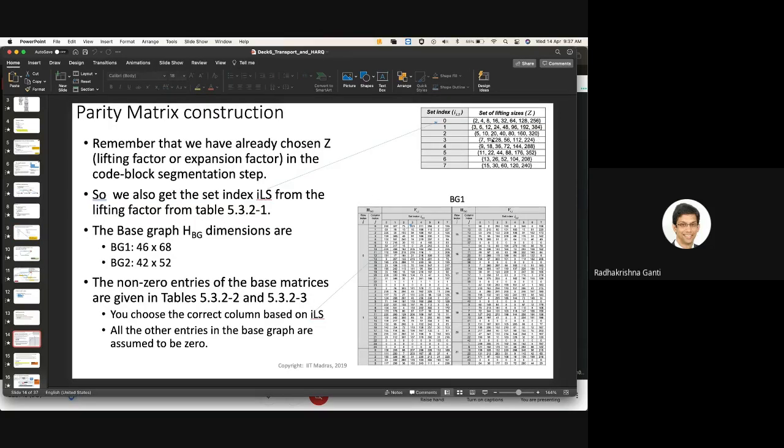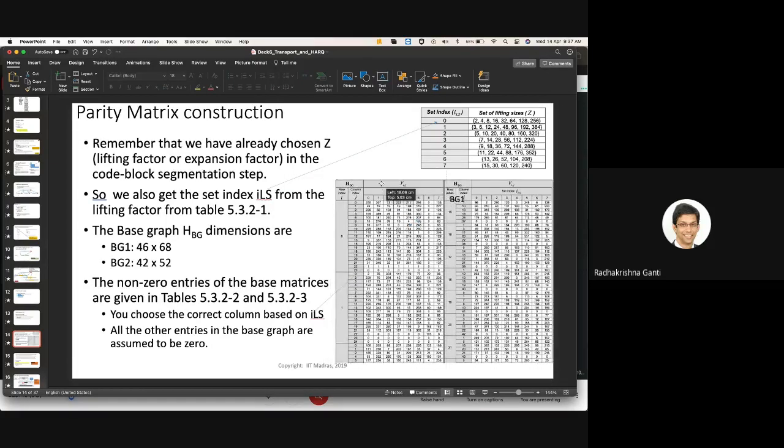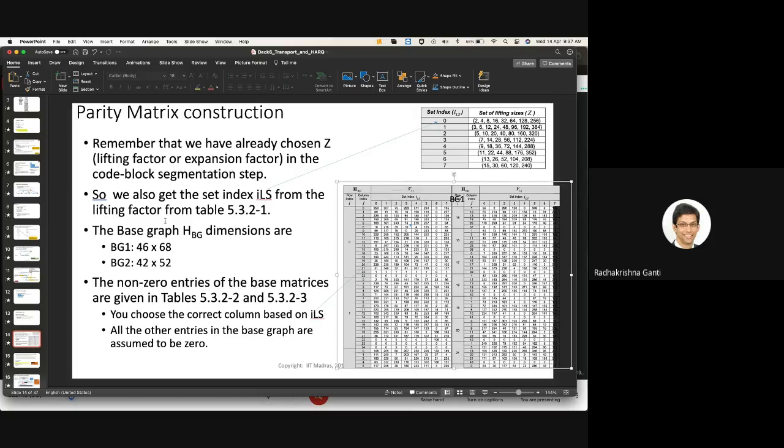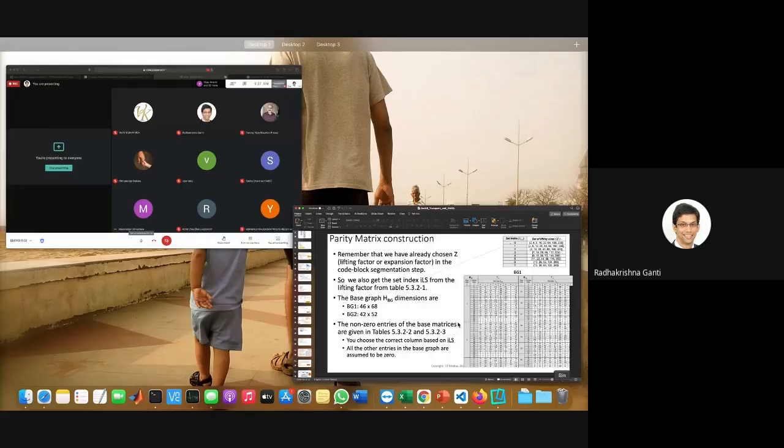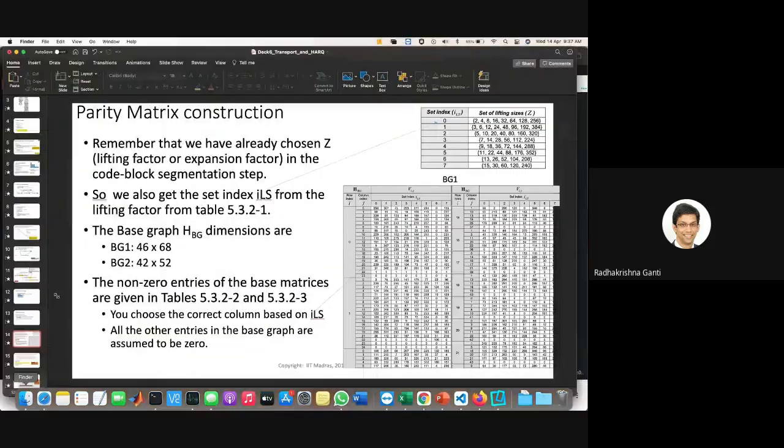So this is the lifting size set. You have multiple lifting size sets. When you're choosing the lifting size, you'll also get an index from 0 to 7. One index you'll get. I'm just focusing on BG1 for now. Let's focus on BG1. If you look at it, I'll open the spec once. Let me just open the spec so that it becomes clear.